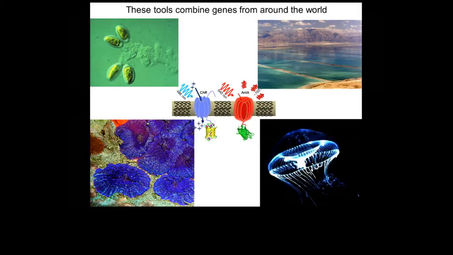Great. So I want to end just by saying one word about where these tools come from that we're using. This voltage reporter that we work with comes from the Dead Sea here. The ion channel comes, in this case, from a freshwater alga, which lives in a pond in the south of England. It's fused to another fluorescent protein derived from a coral, and the voltage reporter is fused to a fluorescent protein derived from a jellyfish.